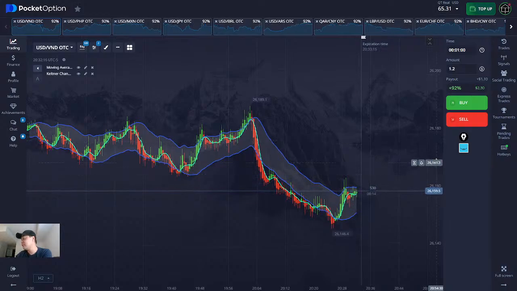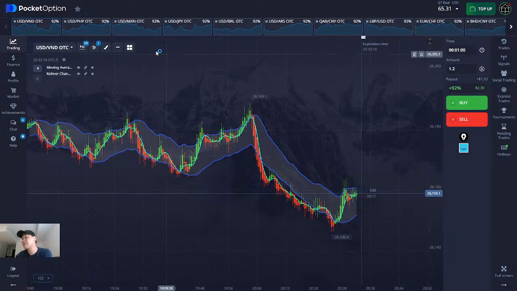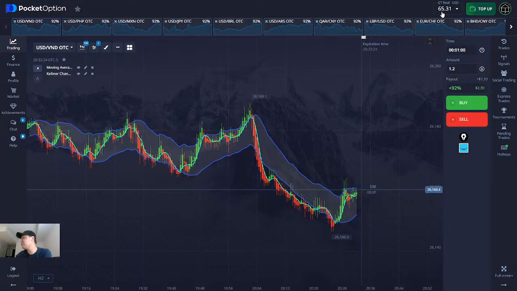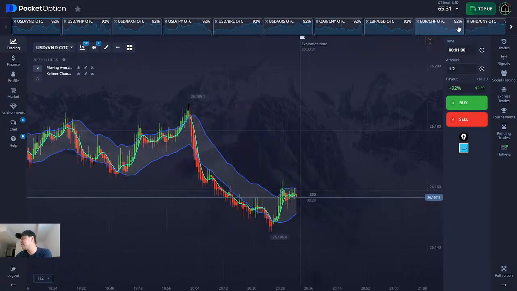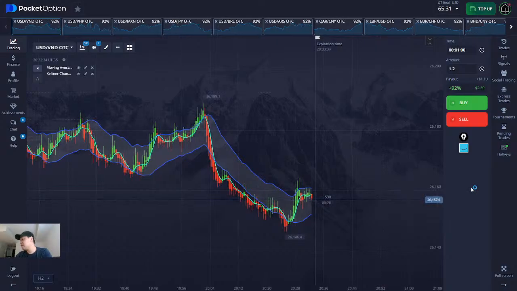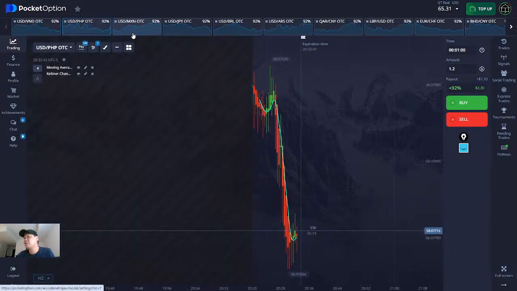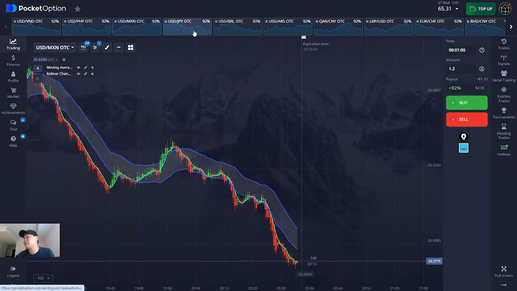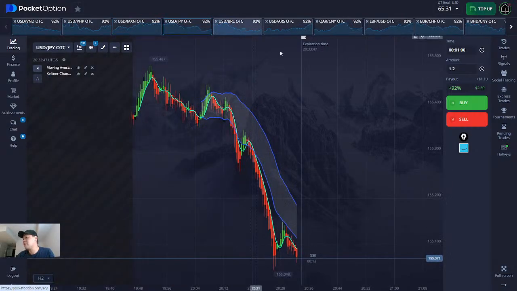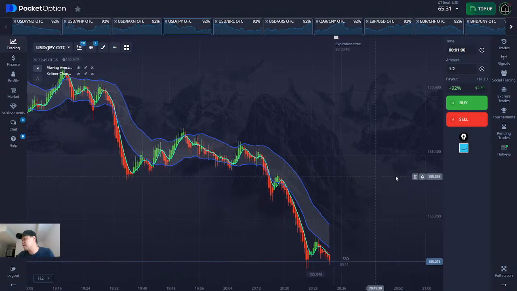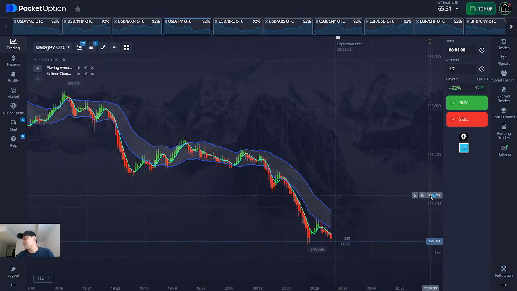So let's check. Right now it's a little bit over $65. What I'm going to be using is the shift and the tab to go through the favorite charts, right? I'm going to scan and see what I can find.